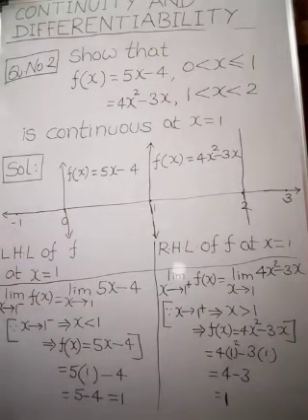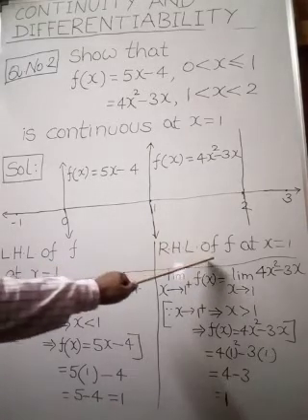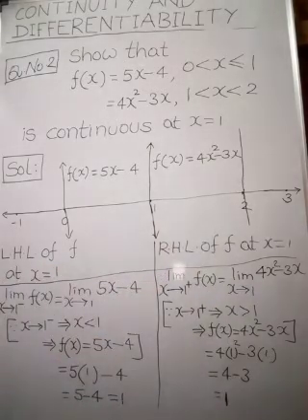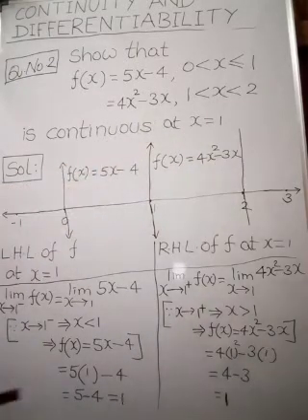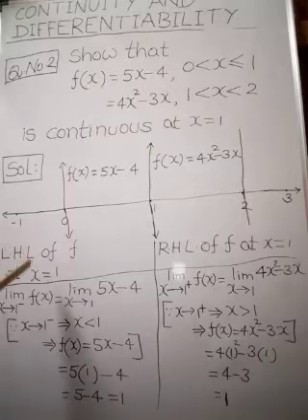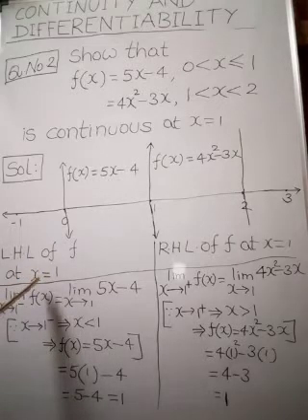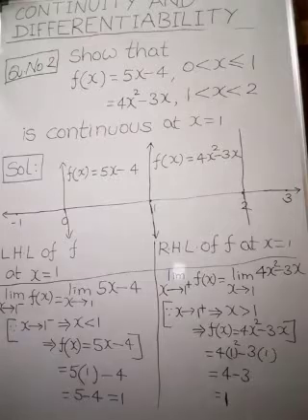Right. Now, here also we have to find the left hand limit of f at x is equal to 1 and the right hand limit of f at x is equal to 1. Okay, my dear children? We have to check the continuity of this function at x is equal to 1. That is why we are finding the left hand limit and right hand limit of f at x is equal to 1. So, come to this part.